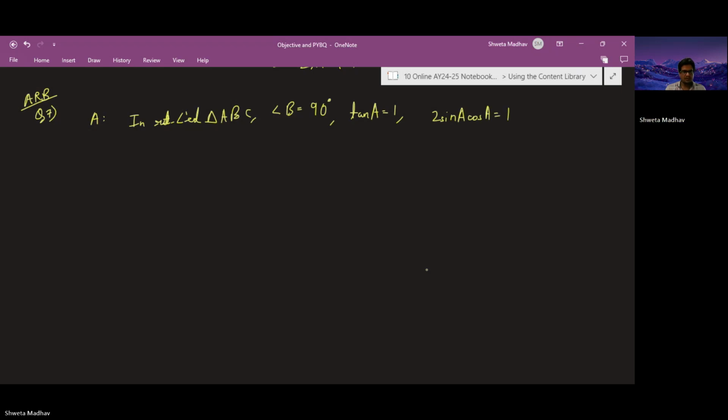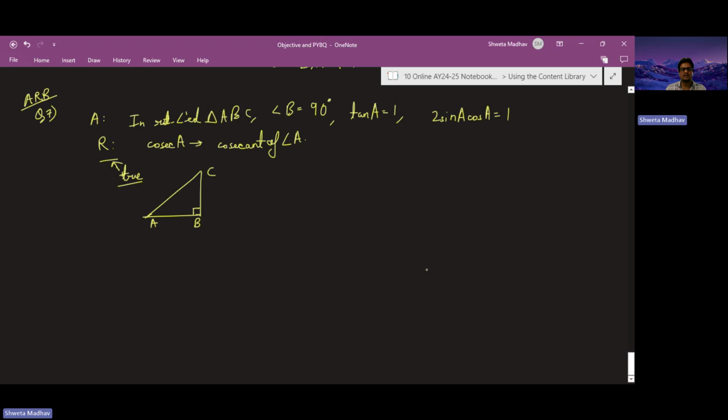1. And the reason is given as cosec A. Cosec A is the abbreviation of cosecant of the angle A. So obviously the reason is true, since cosec A means cosecant of the angle A is true. And we take the triangle ABC, which is right angled at B. So angle B is the right angle. Then tan A is given as 1.